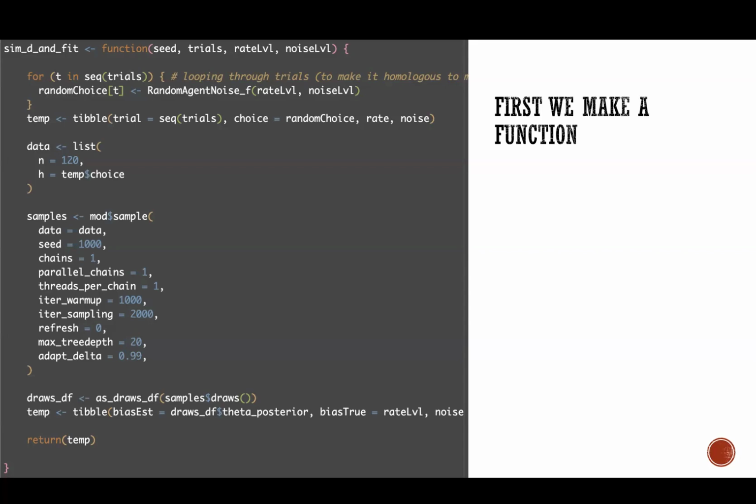So we generate the random choices for an agent with noise. In that case, we put them into a table. We create a data list for Stan because Stan wants a list. We fit the model. We extract the rows that we are interested in. In this case, it would be the theta posterior, the true bias, and the true noise. And then we spit out those estimates.